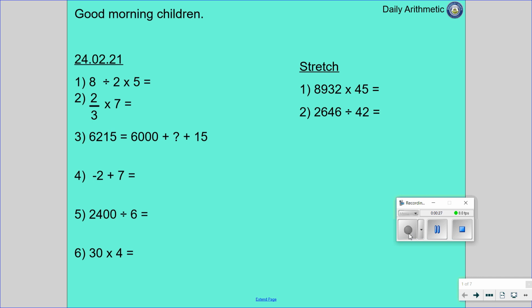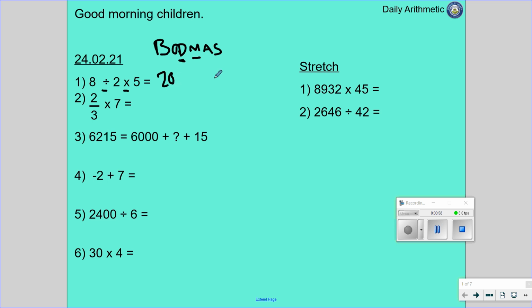Question 1 is a BODMAS question. So as usual, I would write out the word BODMAS. And then I've got to decide which operations I have got in that question. So I have got a divide and I've got a multiplication. So in the word BODMAS, the D comes before the M. So I've got to do the divide first. So 8 divided by 2, that gives me 4. And then I do 4 times 5, which gives me the answer 20.